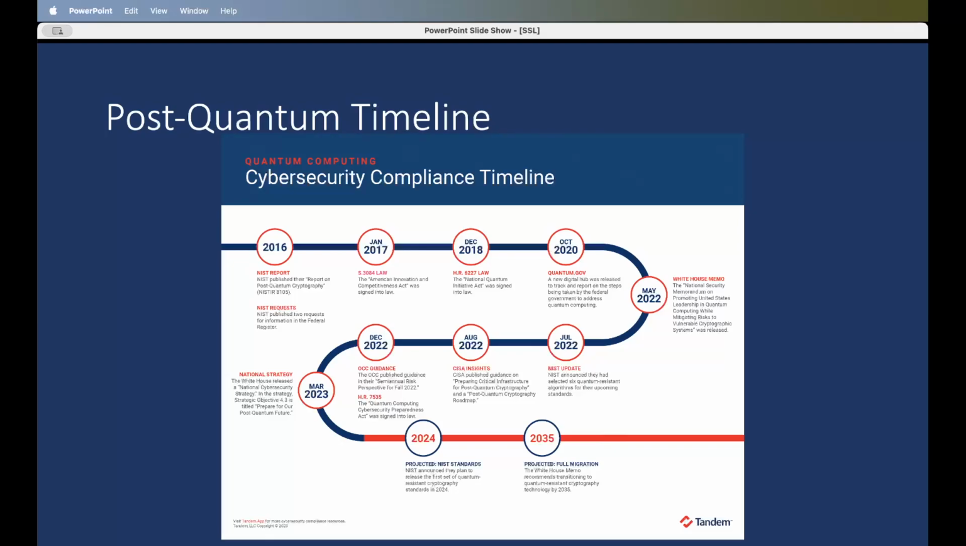The White House memo also suggested that they hope there will be full migration to quantum-resistant cryptography by 2035. But this is a new technology, and we're currently in the process of accepting standards and starting to transition to them.